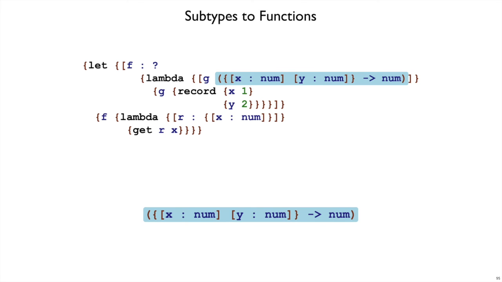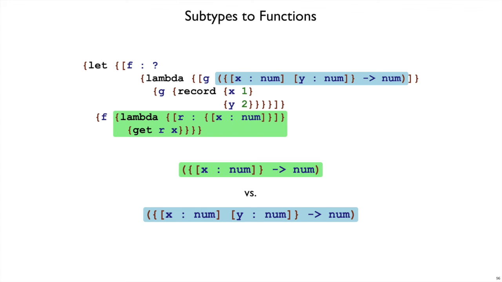So again, it's that this argument type with a record with x and y returning a number should be a supertype of a record just having x. In other words, a function that wants a record with x is a subtype of a function that wants a record with x and y.